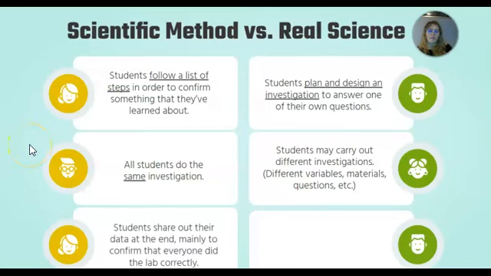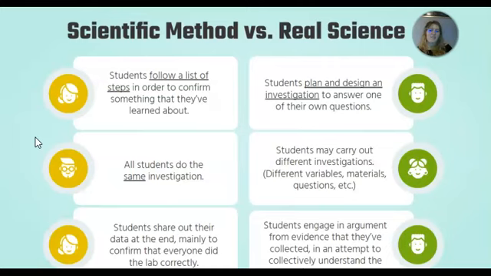Finally, in scientific methods, students often share out their data at the end just to confirm that everyone did the lab correctly, and often that's how they get their grade. In NGSS and in mirroring real science, usually there is a great degree of failure, a great degree of things that go wrong, and a lot of feedback process in there. So in NGSS, students engage in an argument from evidence that they've collected in an attempt to collectively understand the phenomena. And often being right is just as valuable as being wrong, or showing that your hypothesis or your original models or explanation was incorrect.